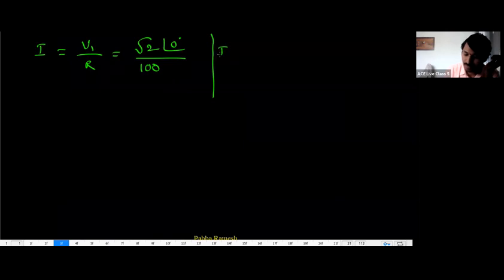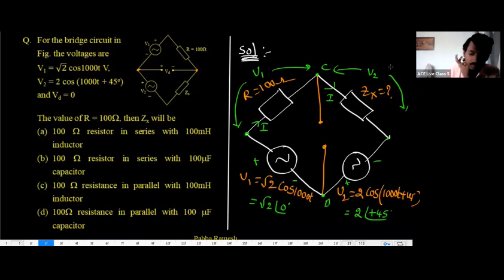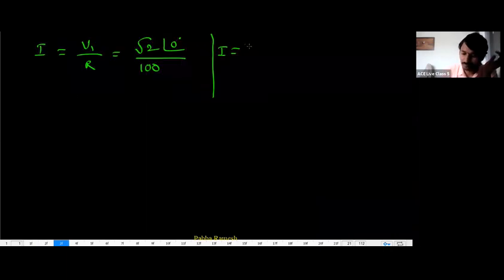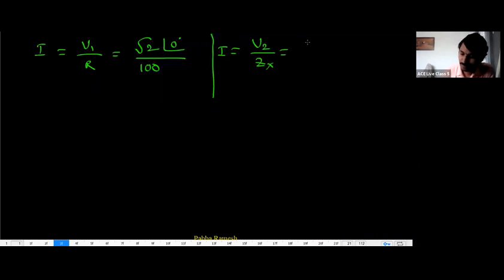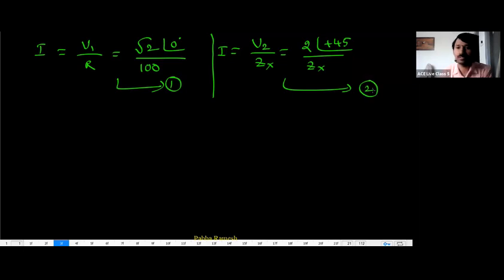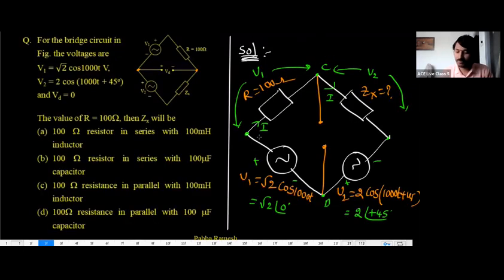In the same way, on the other side, voltage V2 appears across this branch, so I is equal to V2 by Zx. Sir, what is V2? 2 at an angle plus 45 by Zx. This is equation 1. This is equation 2. Sir, I and I both are the same. Why? These two are in series, because the bridge is balanced.